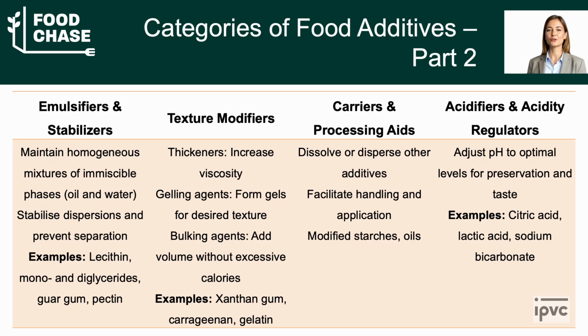Texture modifiers include thickeners like xanthan gum, which increase viscosity to achieve the right mouthfeel, and gelling agents like agar or carrageenan that create the desired firmness in desserts and meat products. Carriers are less visible but equally important. They're the vehicles that help us distribute other additives evenly throughout a product. And acidity regulators are essential because many preservatives only work effectively at specific pH levels. Citric acid, for instance, acidifies foods and simultaneously enhances the antimicrobial activity of sorbates.